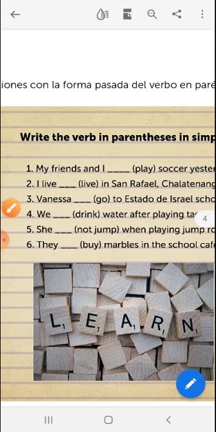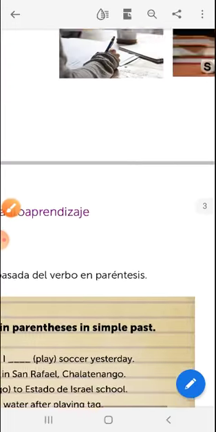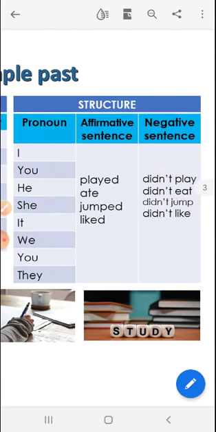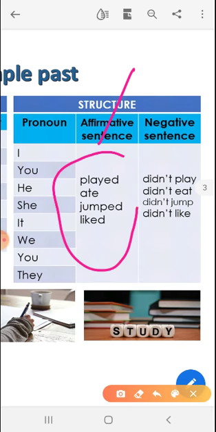Okay? Now we're talking about negatives. Yes? Not jump. ¿Se acuerdan que les dije que íbamos a volver a esto? Okay, here we are. Aquí estamos. Now, in affirmative, afirmativo, we just write the verb. Solo escribimos el verbo. Yes? In affirmative, we just write the verb.